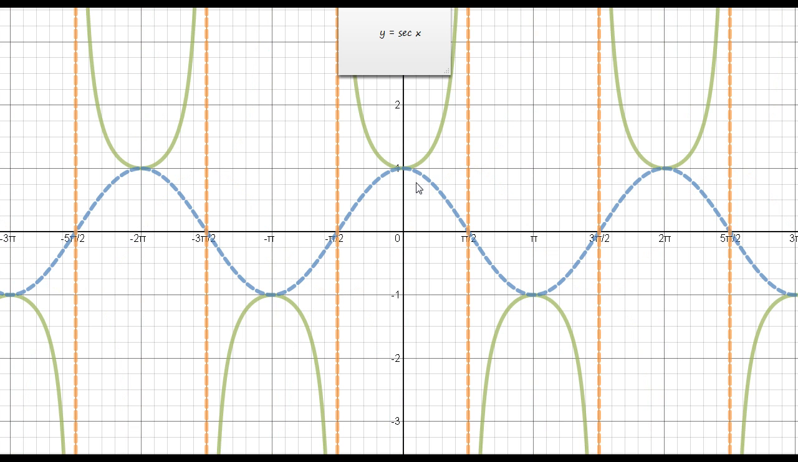For the secant graph, you first draw the cosine graph using your 5 key points. Then wherever you cross the oscillating line, you draw asymptotes. So in this case it's at multiples of pi over 2. And then you draw your curves using the high points and the low points of your cosine graph and your asymptotes. Alright, there you have it. Cotangent, cosecant, and secant.